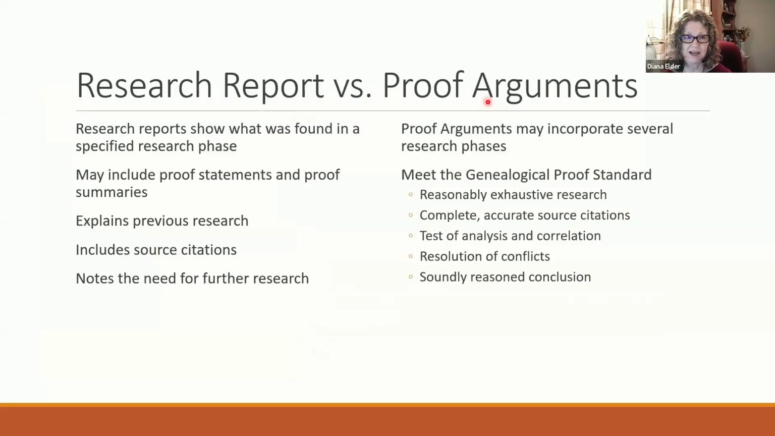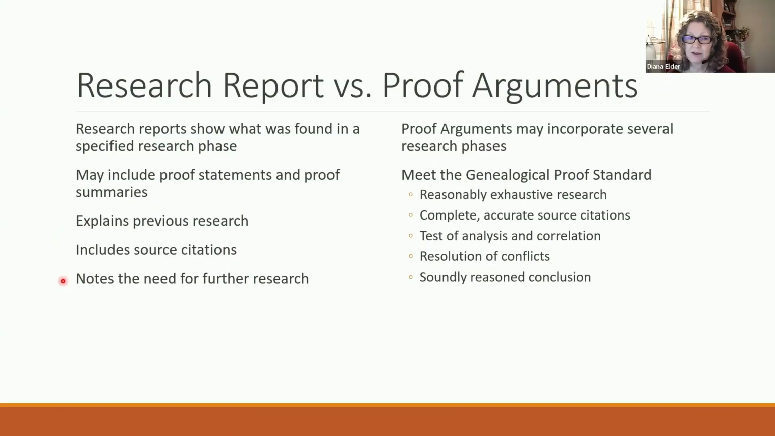So how do these compare, a research report or a proof argument? Here are some thoughts that I had. When we write our reports, they are showing what we found in a specified research phase. So we have a specific objective that we're trying to do in our report. And within our report, we could have some proof statements and some proof summaries, things that we have figured out in the course of the research. We explain what we did before our previous research. We, of course, have our source citations, and then we always have more research we need to do in a research report because we haven't finished the research usually.